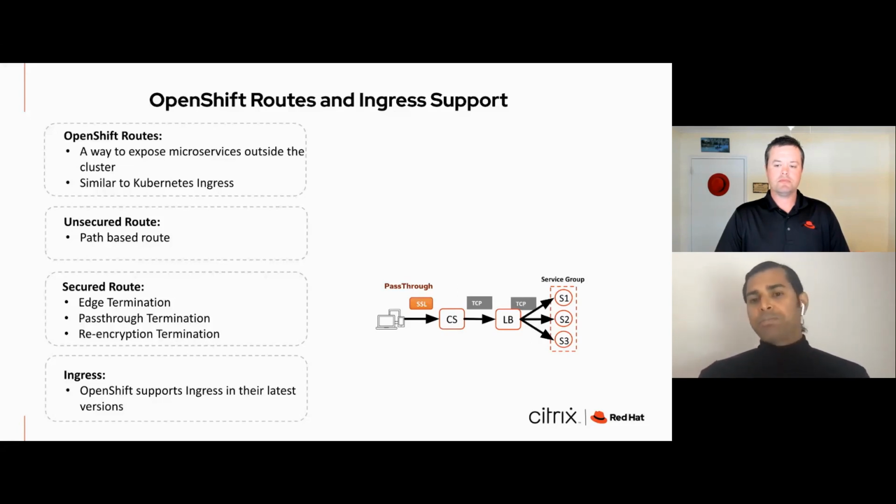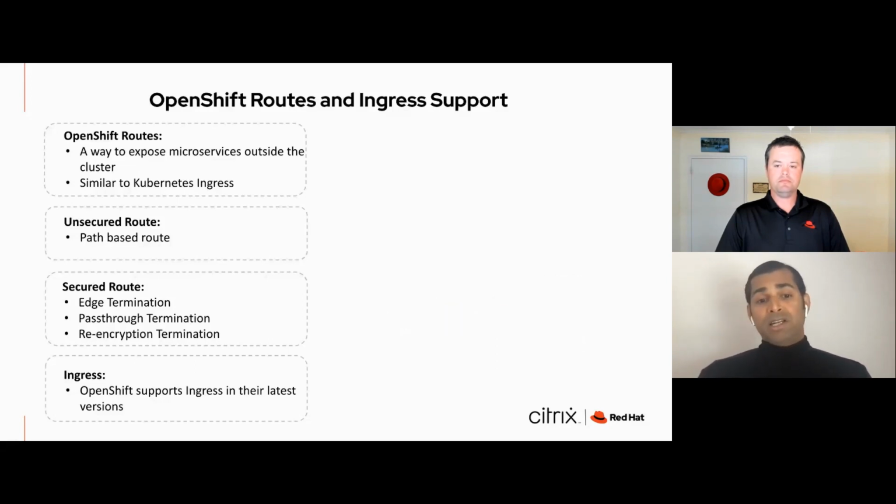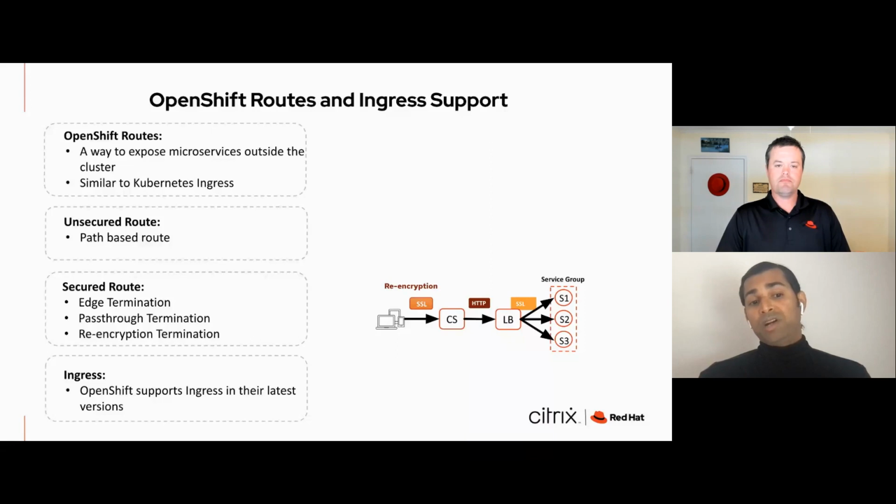So we allow this pass-through mode, where we are just seeing through the traffic and then making sure the application does what it is supposed to do. For a more secure environment, again, you can do re-encryption, where there is one SSL session which is terminated on the ADC, and then there is another SSL session to your backend. So that is the re-encryption method. We support all of these 4 routing components which come out of OpenShift.